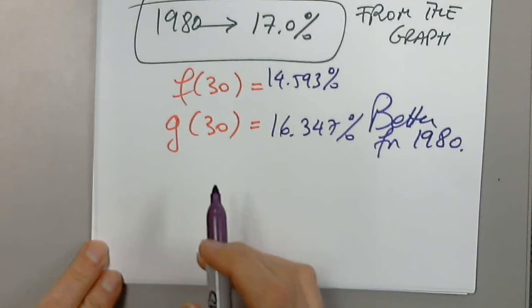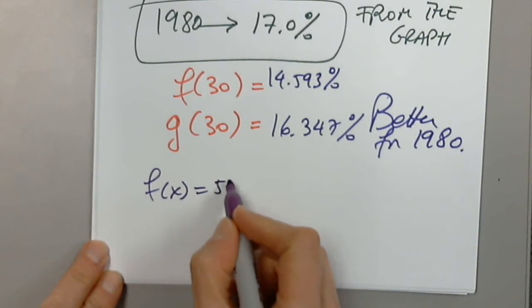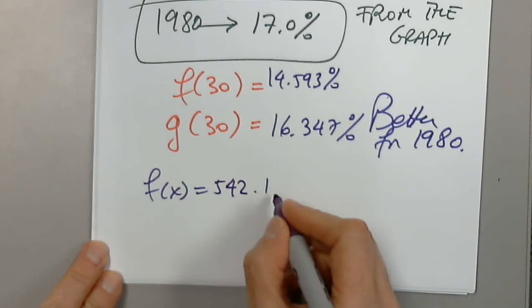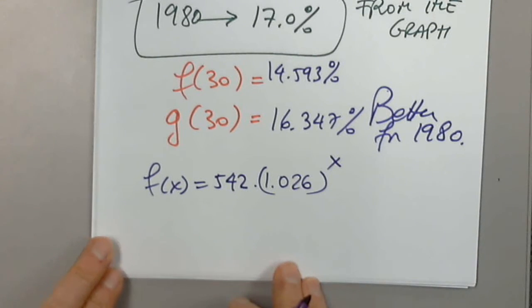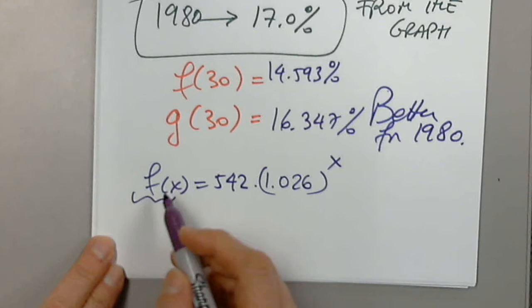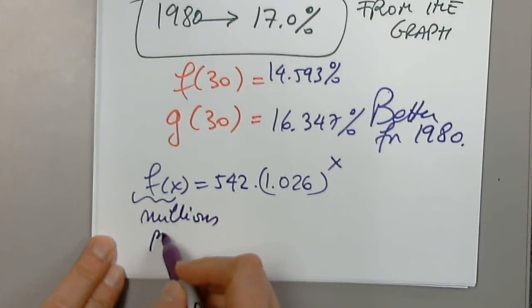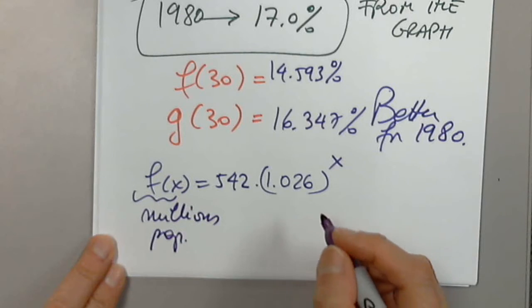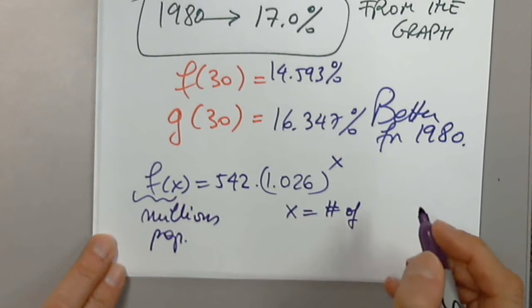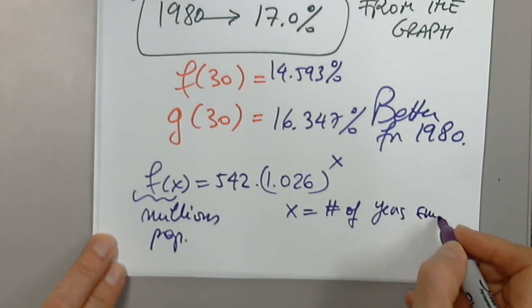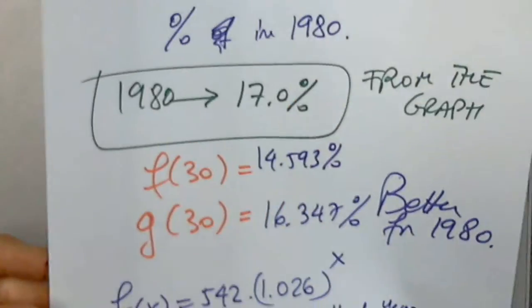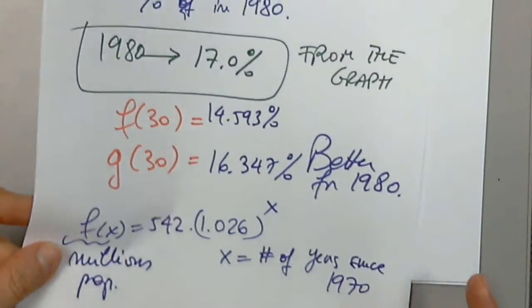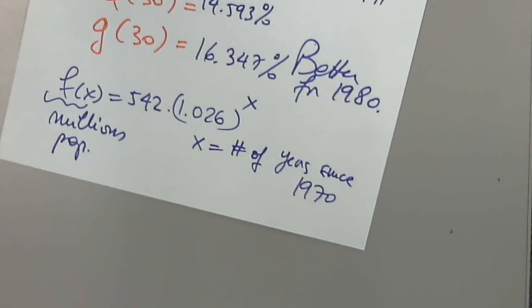So in number 4, we have an exponential function, which is f of x, 542 multiplied by 1.026 raised to the x power. It models the population of a country, f of x, in millions. X is the number of years after 1970. Answer the following questions. Find the country's population in 1970, 1997, in 2024, and in 2051.